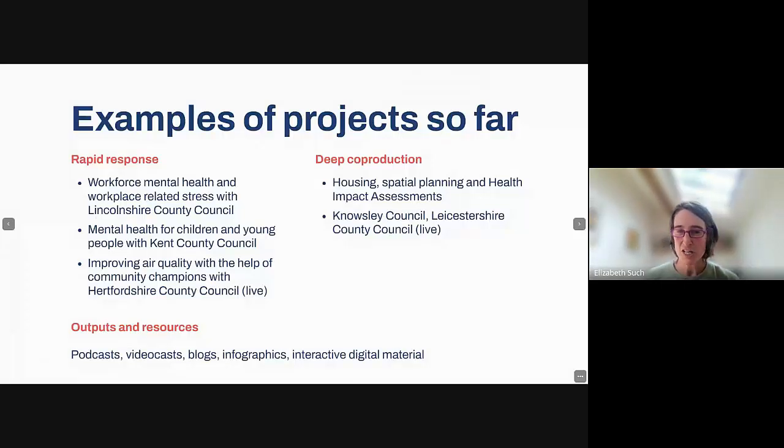In deep co-production terms, we've spent a long time working with Knowsley and Leicestershire on housing, spatial planning and health impact assessments. And here there's been the production of lots of different kinds of knowledge outputs that aren't traditional, so things that you wouldn't see maybe as a peer-reviewed journal or something. It's a whole range of different outputs. Again, those are all accessible.